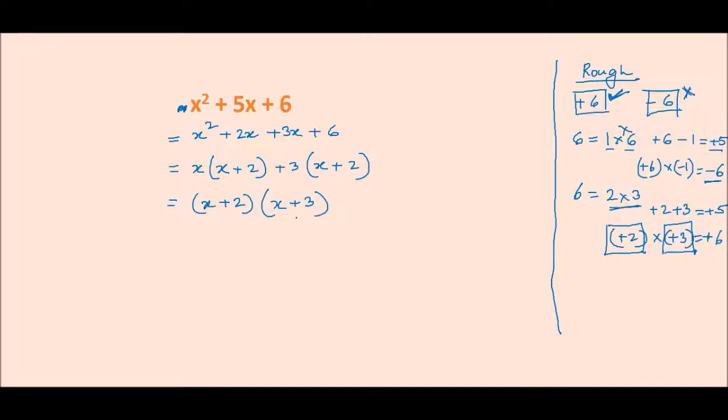So we have factorized this expression x squared plus 5x plus 6 by the middle term splitting method. We have split this middle term into two terms, plus 2x and plus 3x, and we have arrived at the two factors of this polynomial. They are x plus 2 and x plus 3. This is the answer.